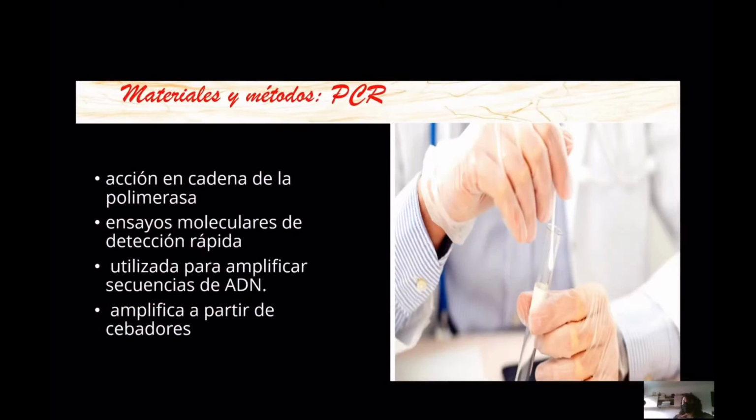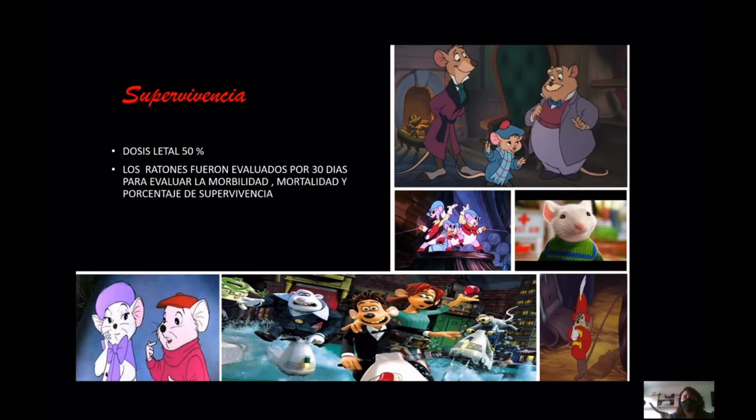Bueno, la PCR es una abreviación de reacción en cadena de la polimerasa, se usa para ensayos moleculares rápidos y se usa para amplificar la secuencia de ADN a partir de cebadores, que son como partes chiquitas del ADN, y las polimerasas ya se encargan como de la replicación y de ampliar esa cadena, por decirlo de algún modo. Ok, la supervivencia. Entonces tenemos que la dosis letal es del 50% y los ratones fueron evaluados por 30 días luego de que se les aplicó la vacuna. Esto permitió analizar la morbilidad, mortalidad y el porcentaje de supervivencia.